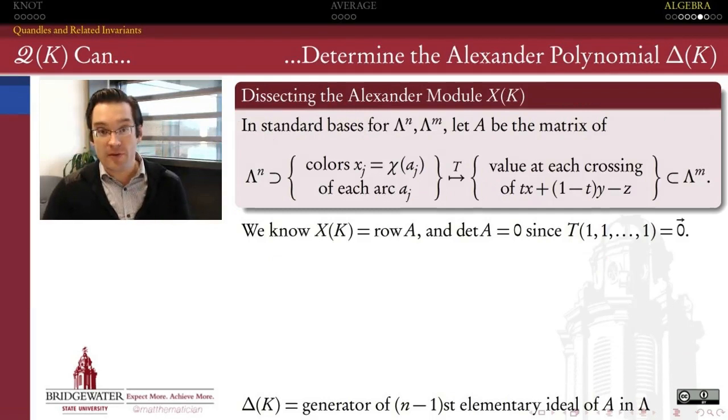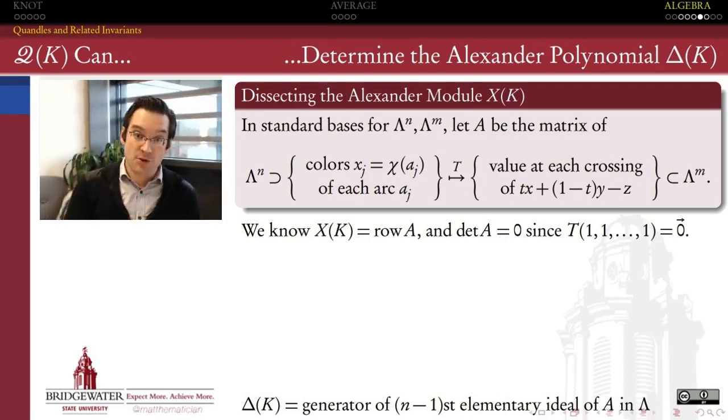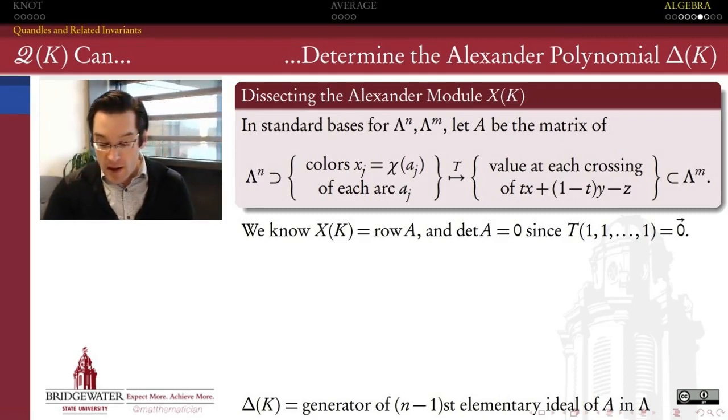Okay, so what are some other invariants? Besides knot groups, what else can we get out of the fundamental quandle? Let's talk some more about that Alexander module that we saw in the previous video. What we'd like to do is be able to wrap our minds around it a little bit more.